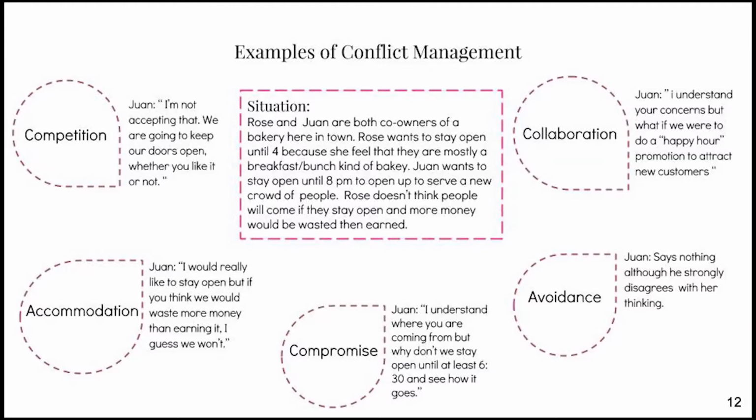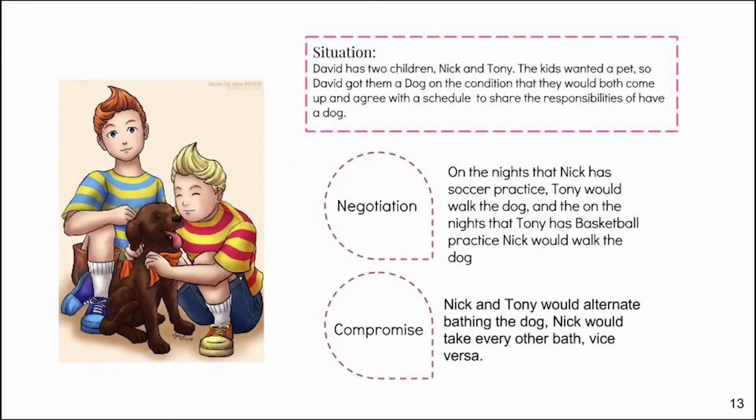The 2 most successful conflict management styles for this situation would be compromise and collaboration. Compromise, where Juan simply says he understands where she's coming from, but why don't they try to stay open till at least 6:30 for a while to see how things go. And collaboration, where Juan again says he understands where her concern lies, but what if they did a happy hour promotion to attract new customers? That way money is being made and not wasted.